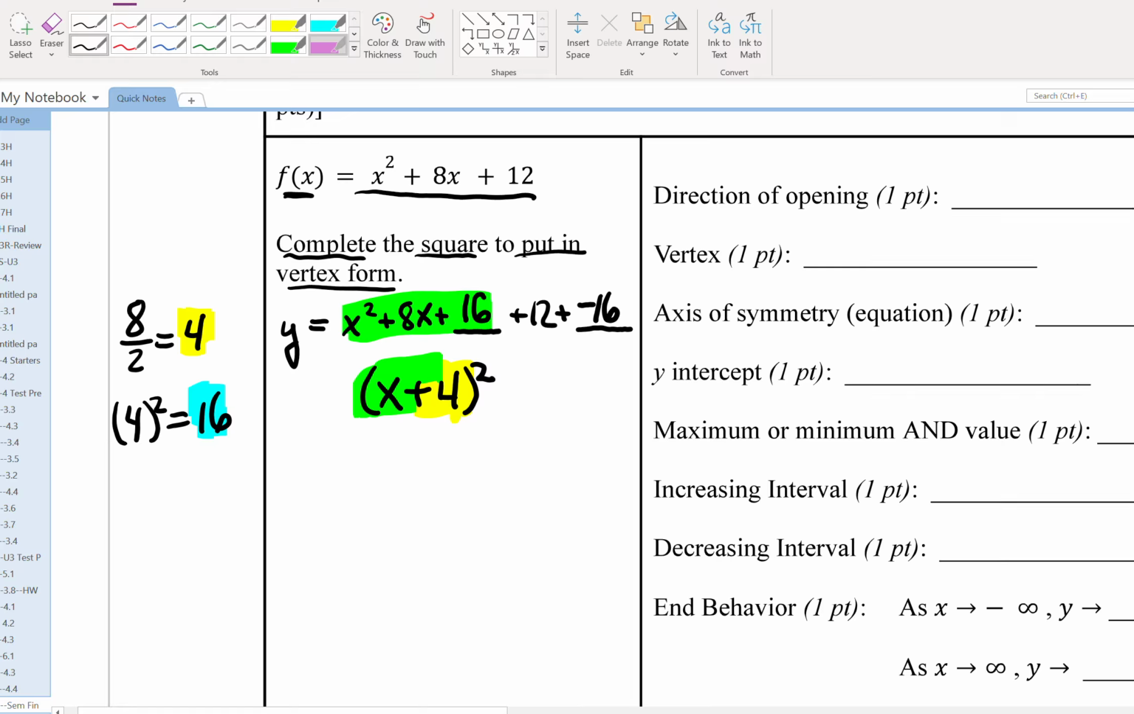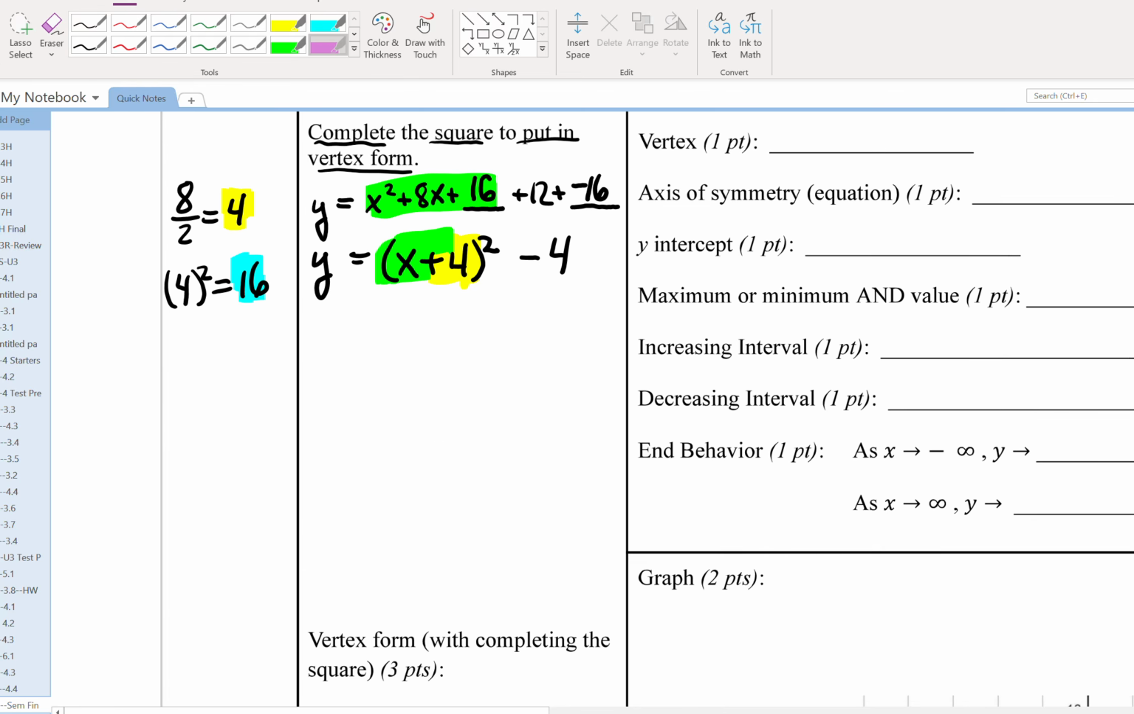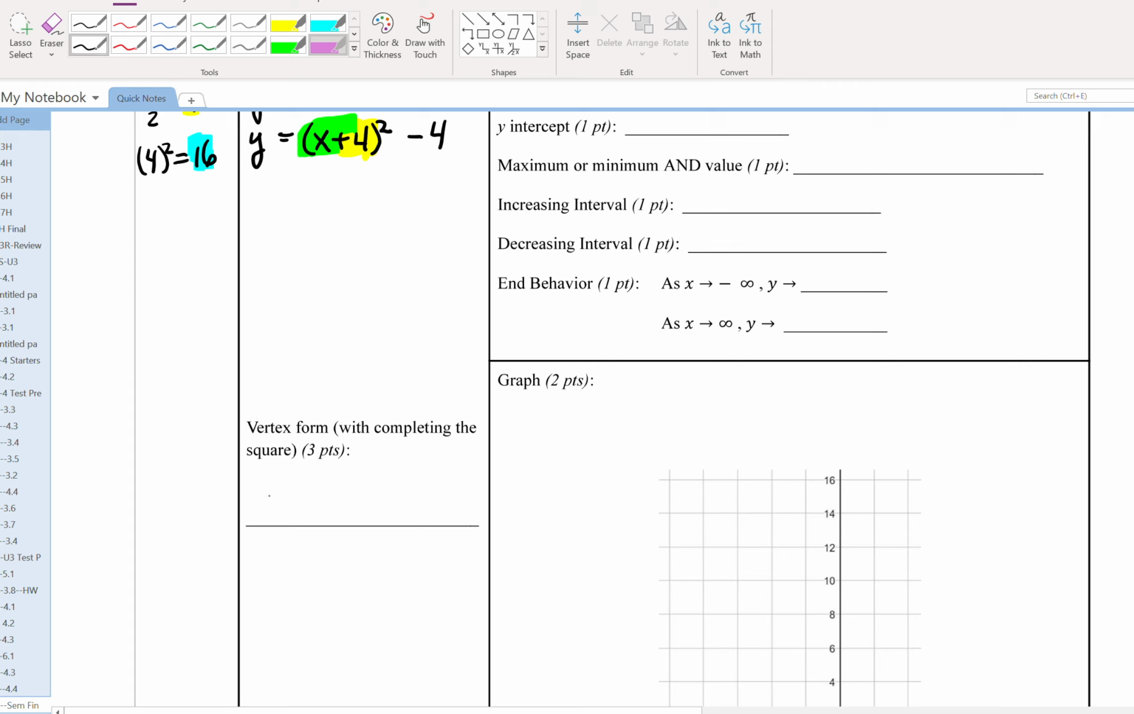I've got x plus 4 squared. And then over here, I've got 12 plus negative 16, and that would be negative 4. I could write the plus negative 4, or I could just write minus 4. That'd be fine too. So minus 4. All of this is equal to y. This is now in vertex form. So down here, I'm going to write y equals x plus 4 squared minus 4.